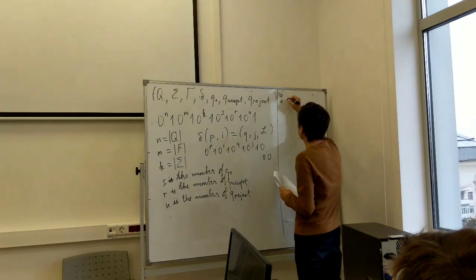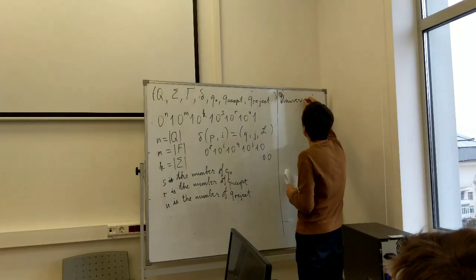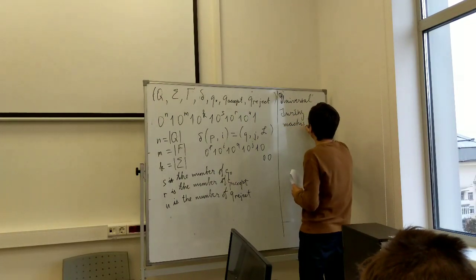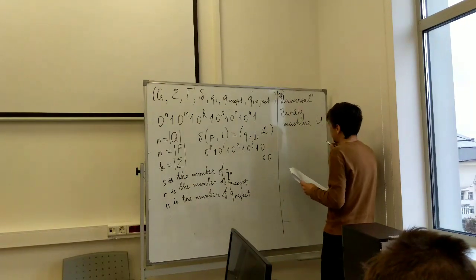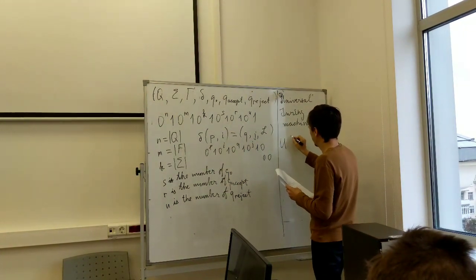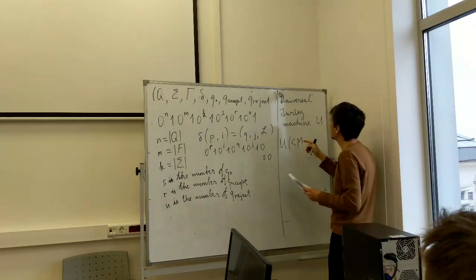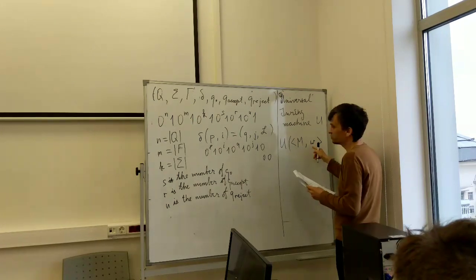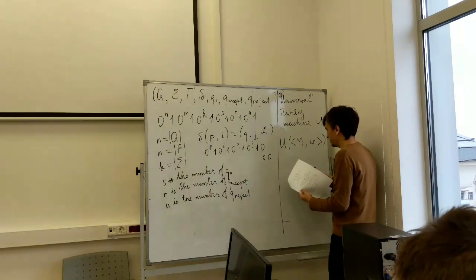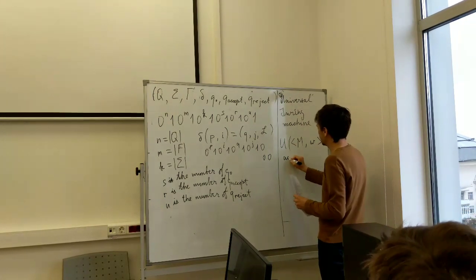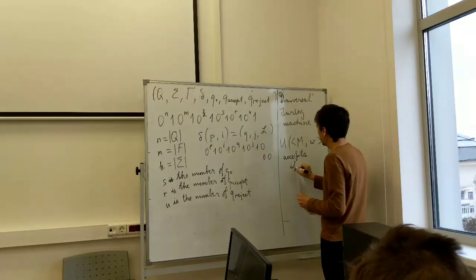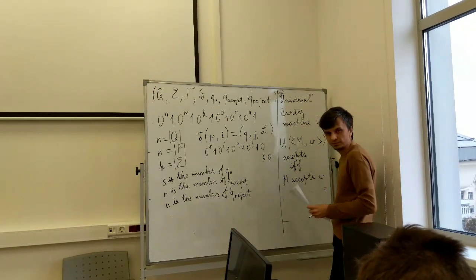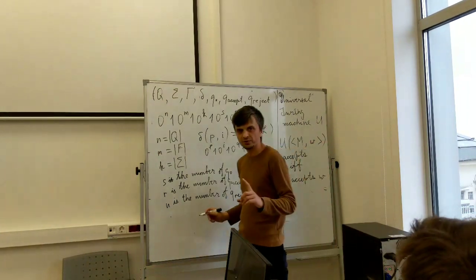So, the universal Turing machine, U. It takes as input M, some Turing machine M, but encoded, and an input string W, and it accepts if and only if M accepts W. So this is called the universal Turing machine.